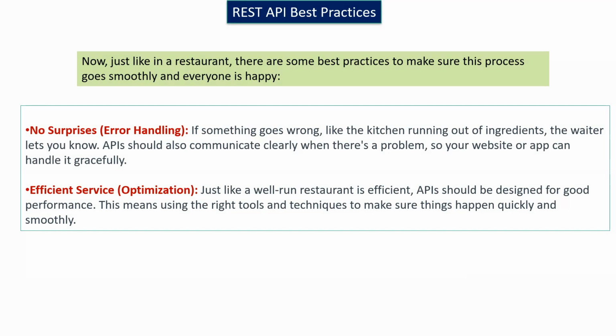The next one is efficient service, which is equivalent to optimization in computer world. Just like a well-run restaurant is efficient, the API should be designed for good performance. This means using the right tools and techniques. We have to make sure things happen quickly and smoothly.